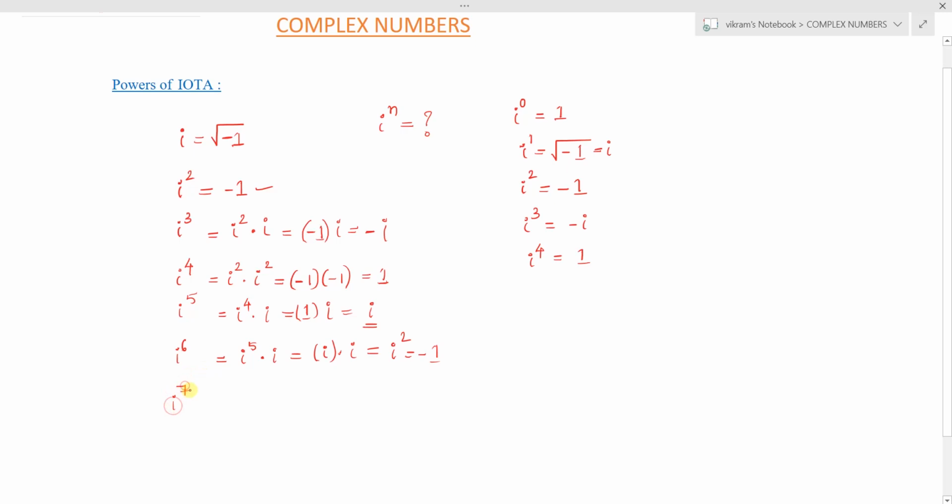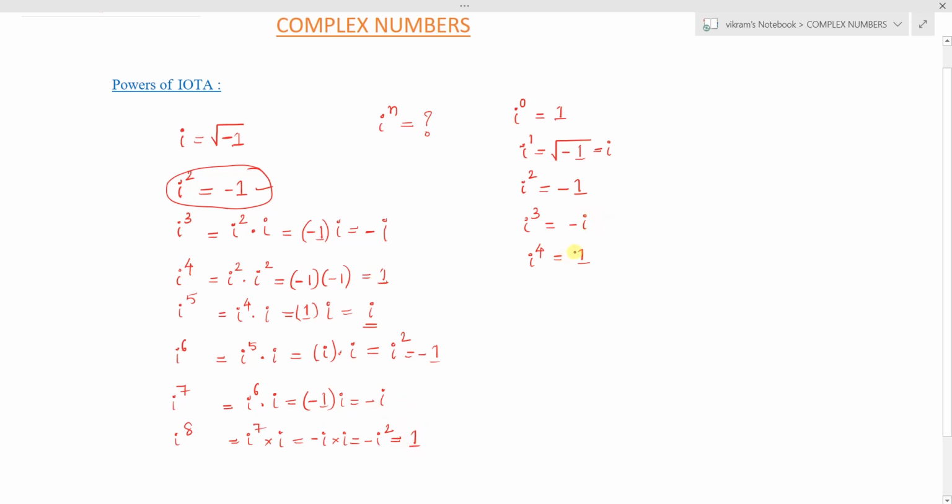Then i power 7. We write it as i power 6 into iota. i power 6 we obtained as -1, into i, so we get -i. Then i power 8 is i power 7 into iota, so -i into i is minus i square. Since i square equals -1, minus into minus gives +1.